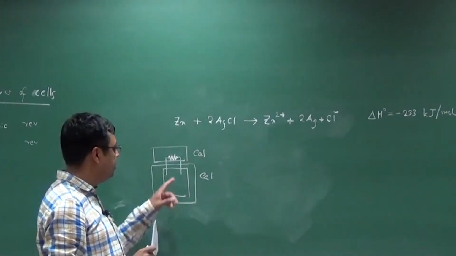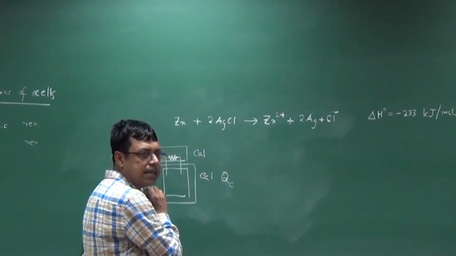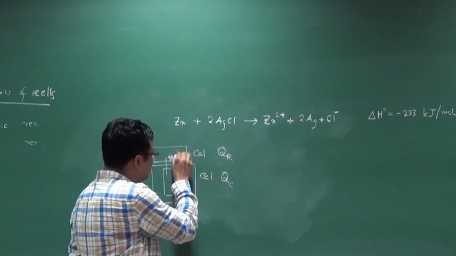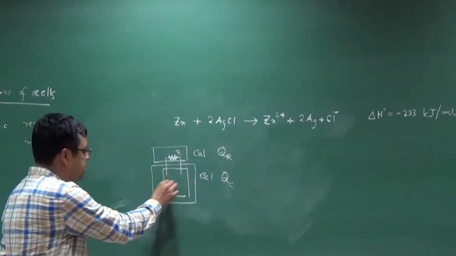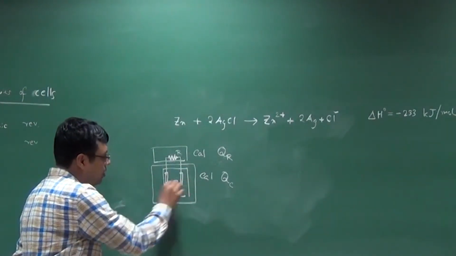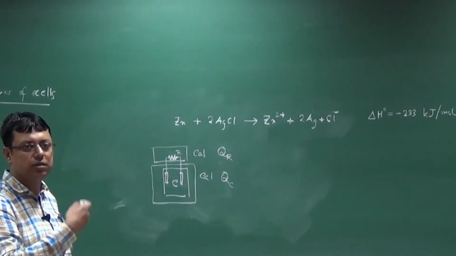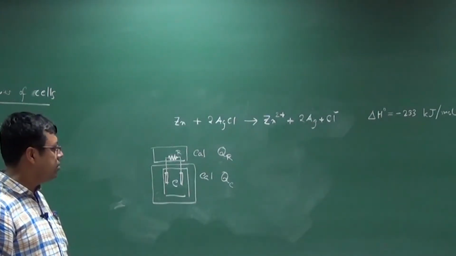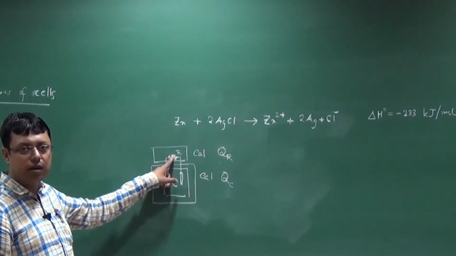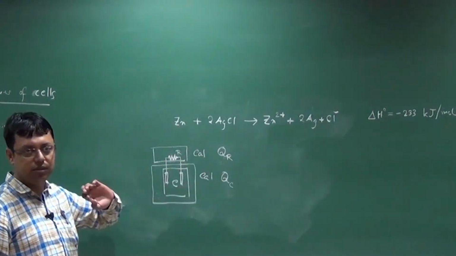Now there will be some heat change, right? Suppose I call it QC, C for the cell, and this one QR, for the resistance. This is the cell, which of course has two electrodes. The way I have written it, delta H is negative, in the sense that it is exothermic, it is producing heat. So depending on the amount of resistance I have put in, these two things will change; the heat partitioning will change.